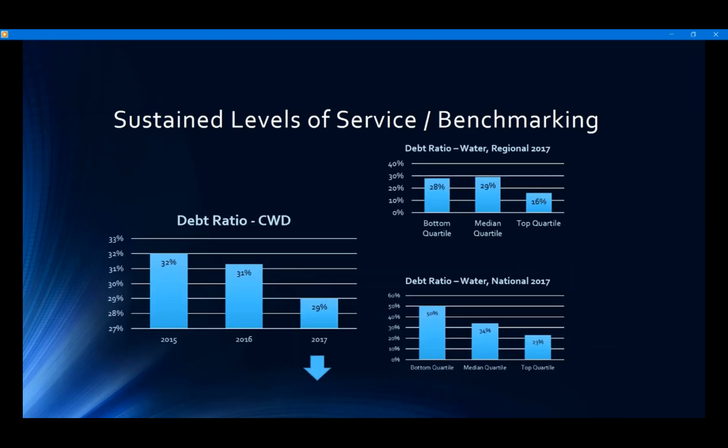One of our levels of service involved financial stewardship. So a goal was to reduce the district's debt ratio. And this is a simple benchmark to compare our debt ratio with other water utilities regionally and nationally. The debt ratio benchmark quantifies the utility's level of indebtedness, rather. It is a measure of the extent to which assets are financed through borrowing. So the higher the debt ratio, the more dependent the utility is on debt financing. As you can see, we've been able to reduce our debt ratio, and we've actually maintained this debt ratio through the end of 2019.